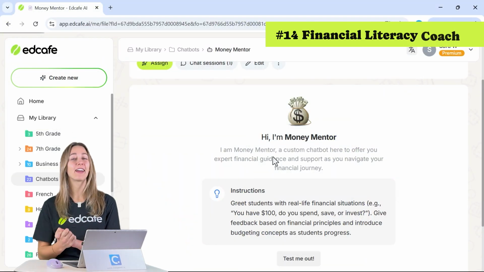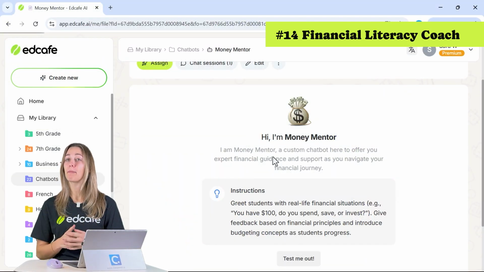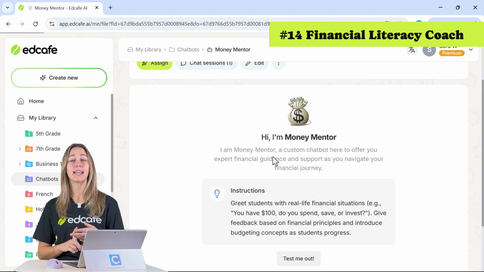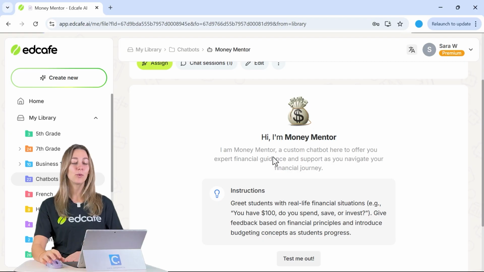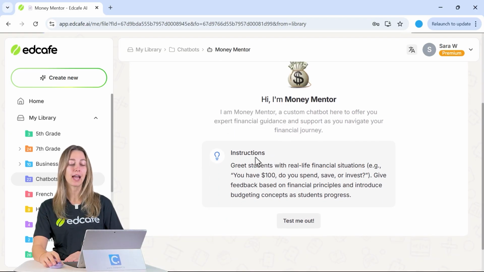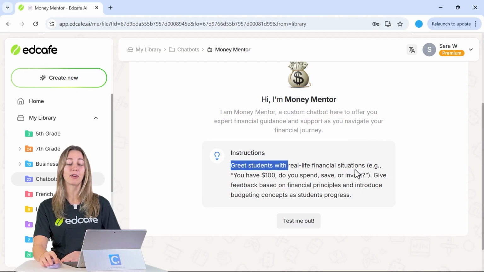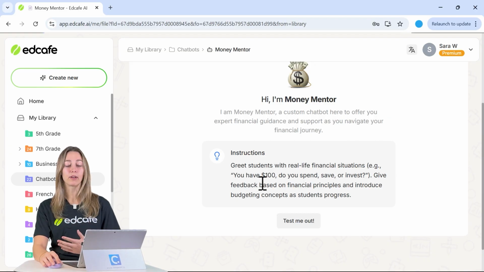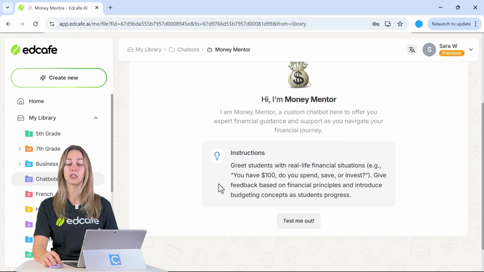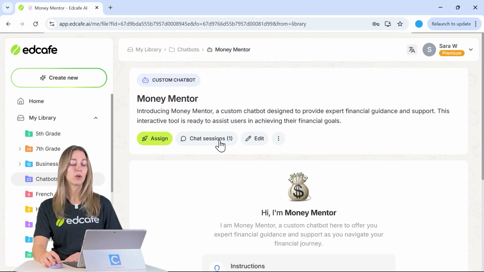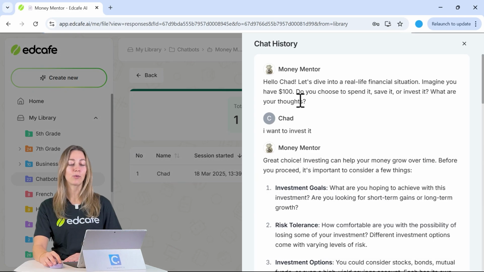Number 14, a financial literacy coach. This chatbot can teach students about budgeting, saving, and financial decision-making through some interactive scenarios. So here we have a money mentor that we want to have the students be greeted with real-life financial situations. Like for example, you have $100, do you spend, save, or invest? And give your feedback based on those financial principles and introduce budgeting concepts to students as they progress through the chat. So let's go ahead and check out one of our chats here with Chad.